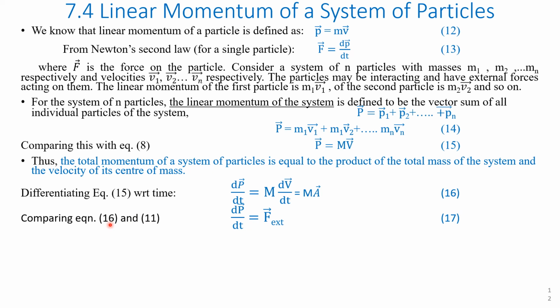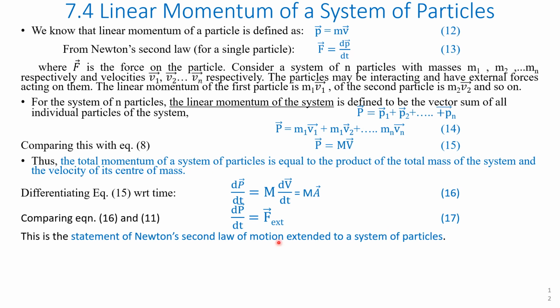Comparing equation 16 and equation 11 in the previous slide, we get dP by dt is equal to F external, that is external force. Right hand side is the external force, left hand side is the differential of the momentum of the system of particles. Let it be equation 17. This is the statement of Newton's second law extended to a system of particles. Previously, we had defined it with respect to a single particle. In this equation 17, we have given the statement of Newton's second law of motion, which is extended to a system of particles.